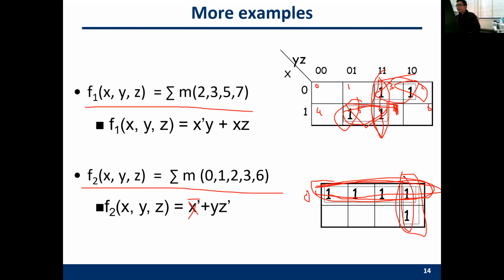And then for this one, X is, for this vertical one, X can be 0, X can be 1. It shouldn't have any X at all. And the Y is 1, so I have Y here. And Z is 0, so I have a Z bar here. This is exactly the result.